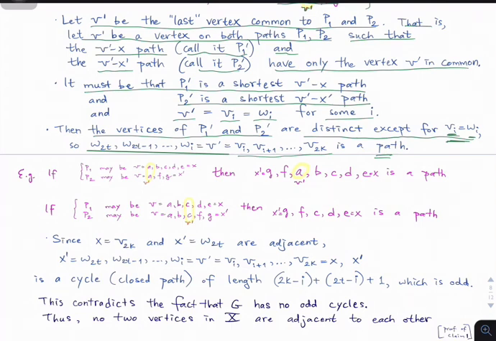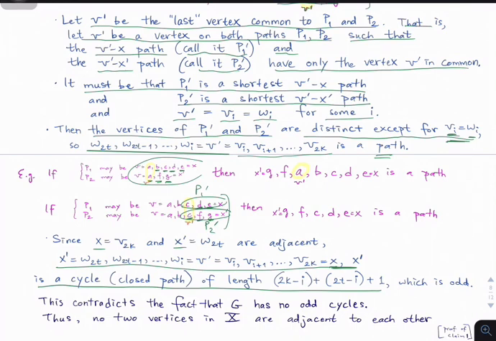So going back to the two examples, if this is the situation, then I would just go backward, joining G, V, A, and then B, C, D, E to make a path. Or in this situation, this would be my P1 prime and this would be my P2 prime, and I would go backward, going G, F, C, D, E to make a path. So since we said at the beginning that x and x prime are adjacent, I can just take this path and add one more edge, the edge from x to x prime. And this is now a cycle.